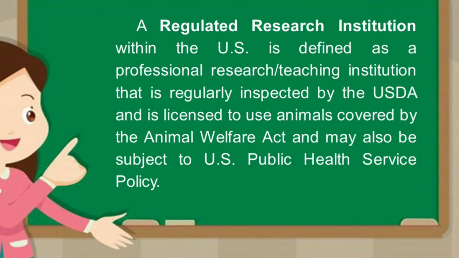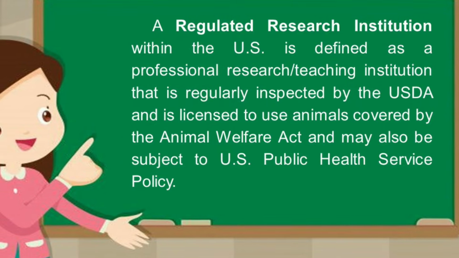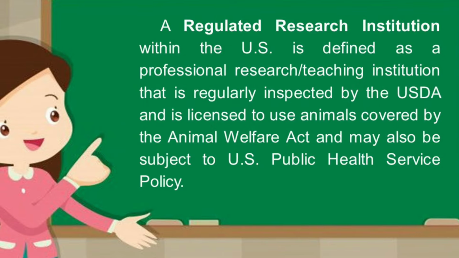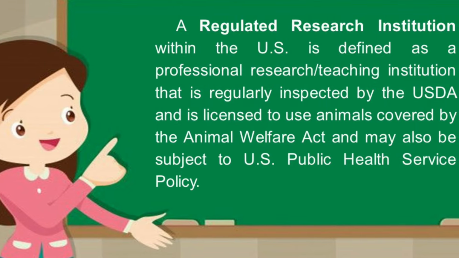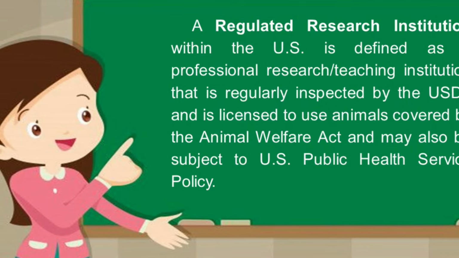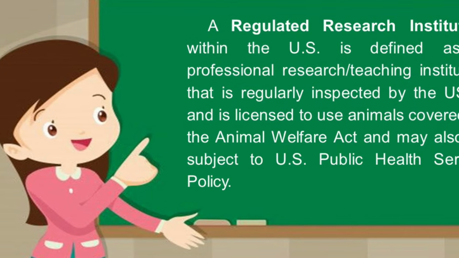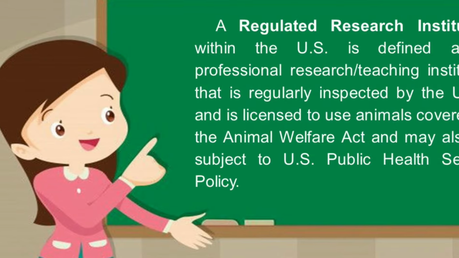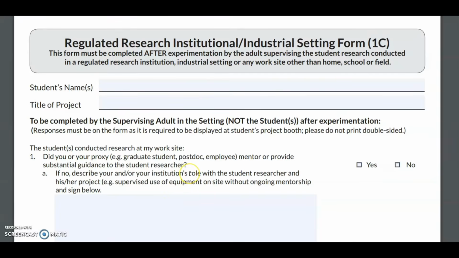Before we proceed with Form 1C, which is the Research Form 1C, regulated research institutional or industrial setting form. So what is RRI? RRI is a regulated research institution within the US. It is defined as a professional research or teaching institution that is regularly inspected by the USDA and is licensed to use animals covered by the Animal Welfare Act and may also be subject to US Public Health Service policy.